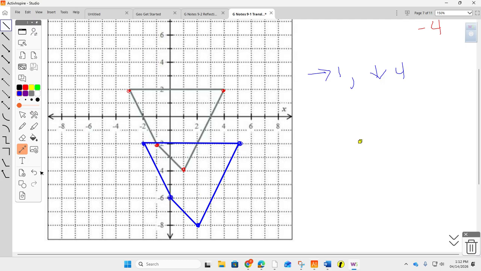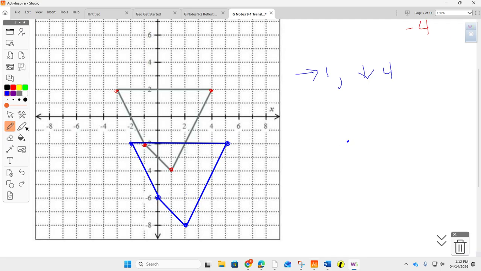So they can't cross those. Yeah, they can cross. They could be, they don't have to be completely moved off one another. So this is the pre-image, and this is the image.